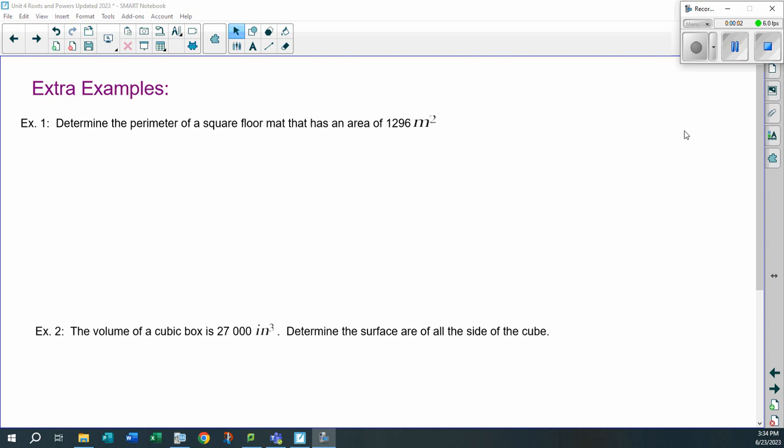The one thing that's not going to let you down is the one thing that you learned all the way back in grade 5: factor trees. It'll never let you down. Look at this question. It says, determine the perimeter of a square floor mat.